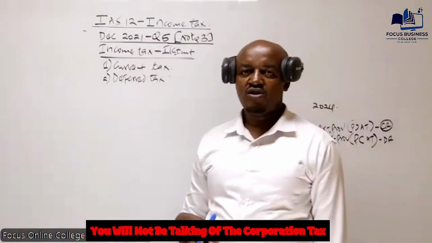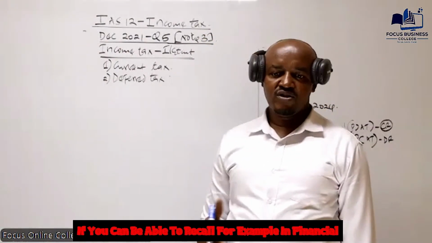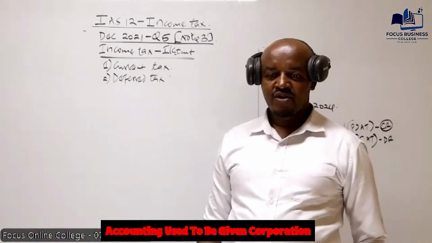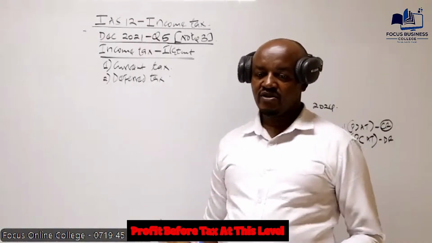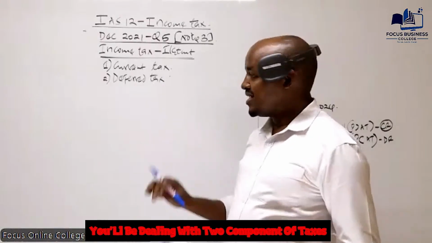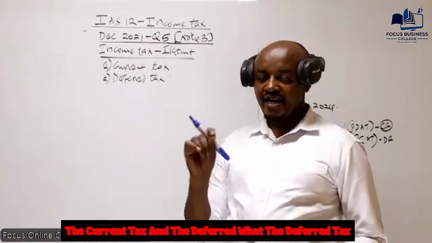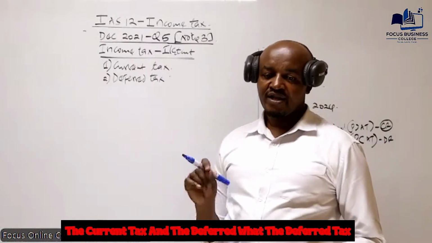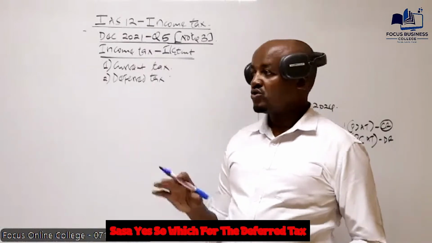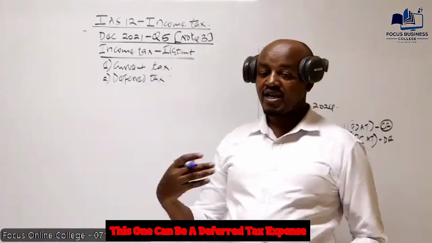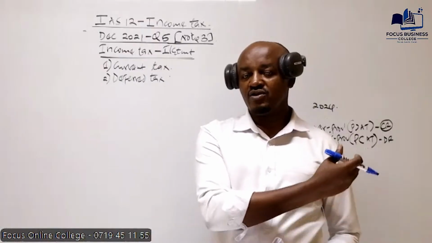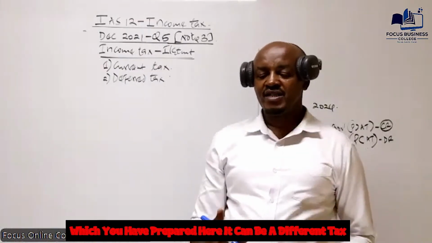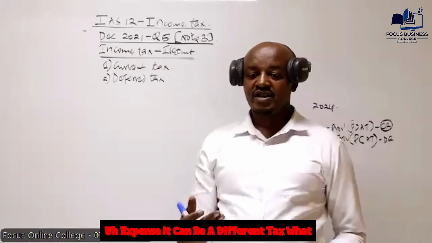That is something you need to note very well, because at this level you will not be talking of corporation tax. If you recall, for example, in financial accounting, you used to be given corporation tax, which you deducted directly from the profit before tax. At this level, you'll be dealing with two components of tax, the current tax and the deferred tax. The deferred tax can be a deferred tax expense, like what you have computed from the deferred tax account which you have prepared here. It can be a deferred tax income.